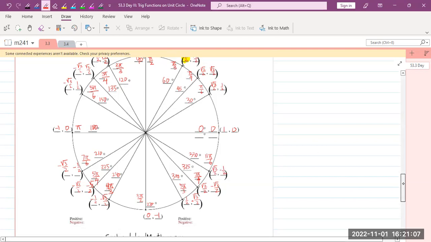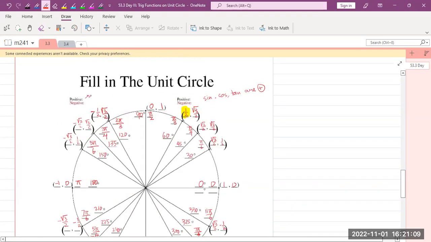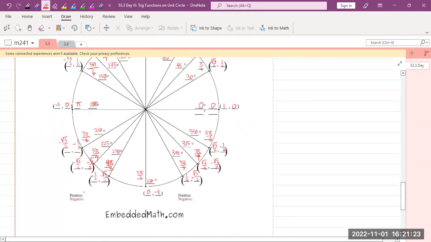In quadrant 2, the one positive is sine, and the ones negative are cosine and tangent. Sine is positive, cosine and tangent are negative. In quadrant 3, the one positive is tangent. Sine and cosine are negative. In quadrant 4, cosine is positive, sine and tangent are negative.